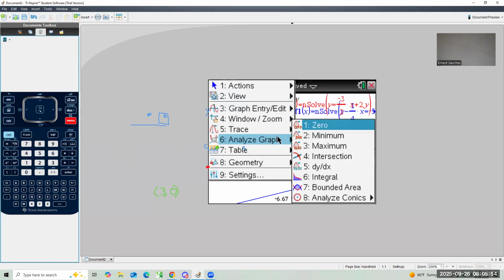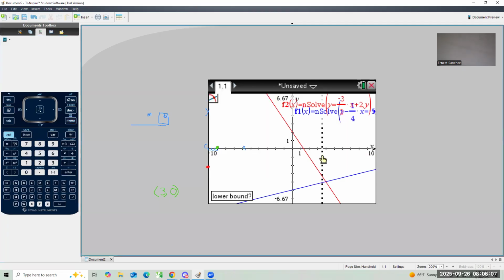Menu 6, 4. It's supposed to get where they touch, the intersection. Now, it might not always work because some of the calculators are old and glitchy. So menu 6, 4. So this part's kind of weird. So you have like this line, right? So you can move it around if you notice. It says lower bound. You want to go to the left side of where they touch. Not too far, but you don't want to be on it. So then you will click the middle button here on your calculator.